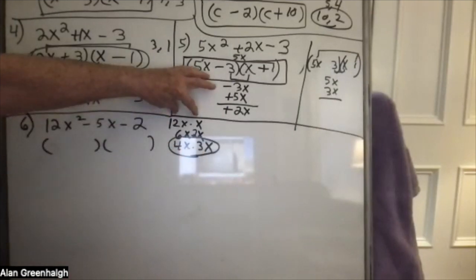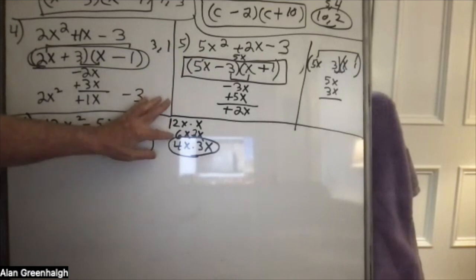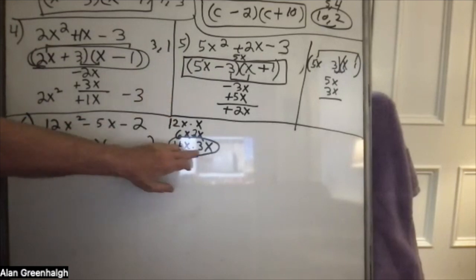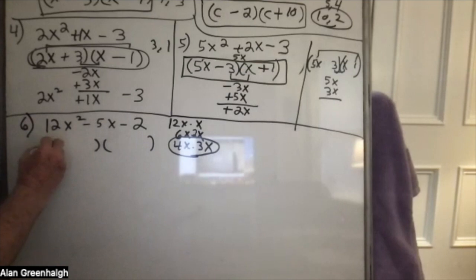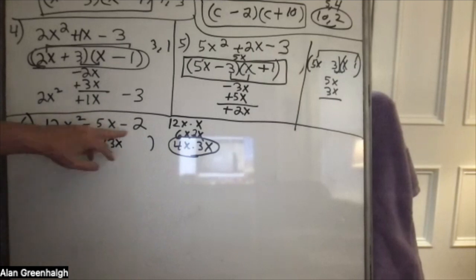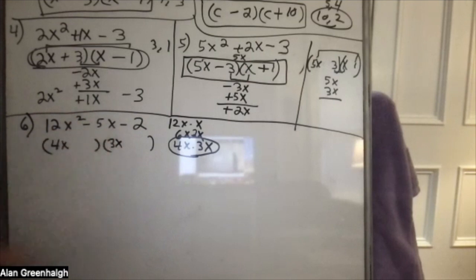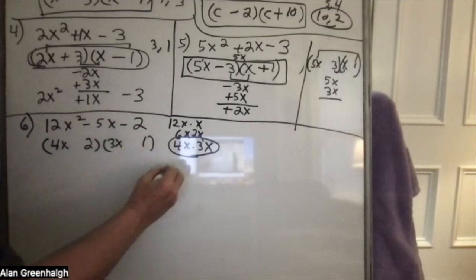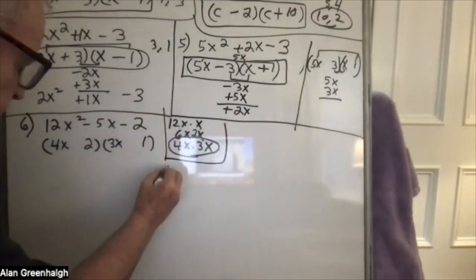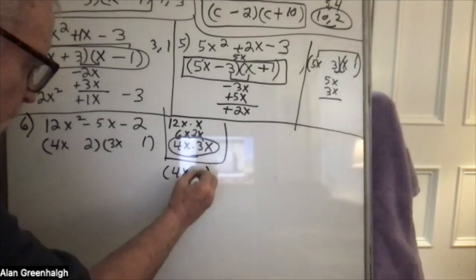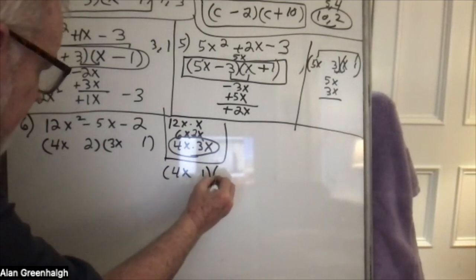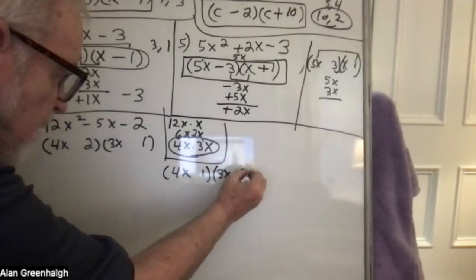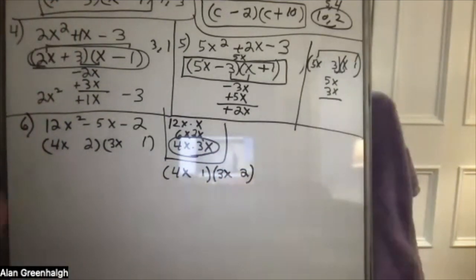Very rarely is it the 12 and the 1. Occasionally it's the 6 and the 2, but the 4 and the 3 is common. So let's start with that and see how we do. It may not work out. Now we have to figure out a way of getting the 2, so that's easy. It's just going to be either 4x with a 2 here and a 1 there, or 4x with a 1 here and 3x with a 2 there. So let's try all the possibilities.